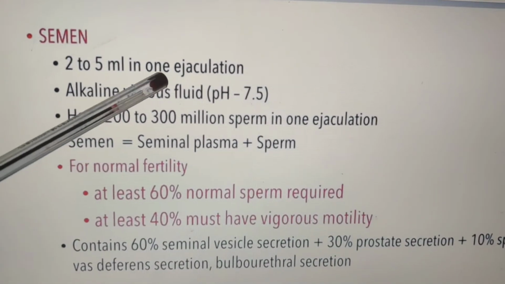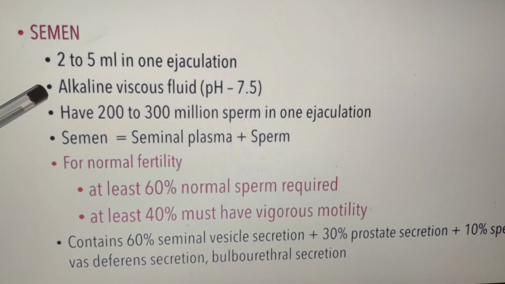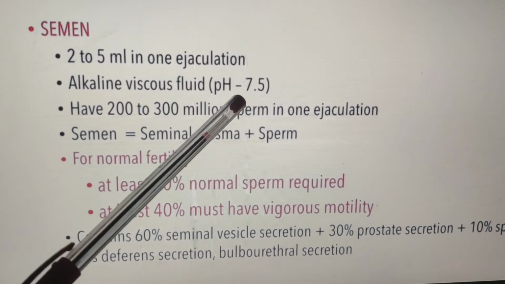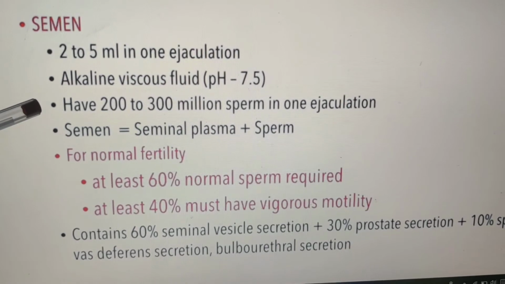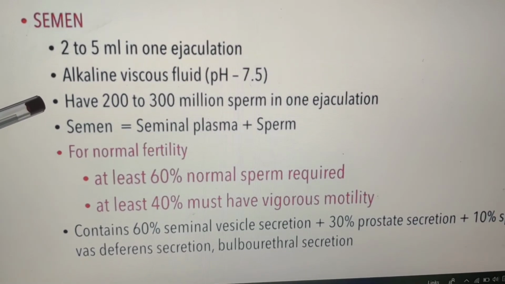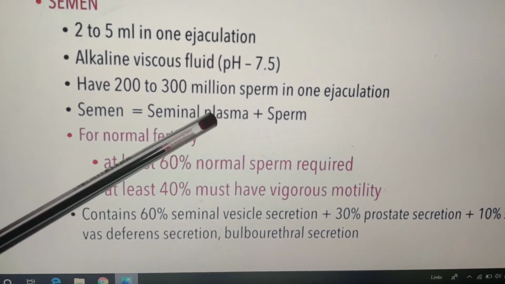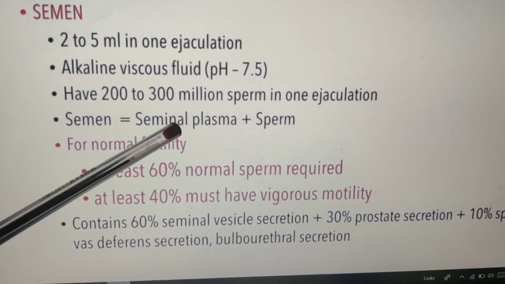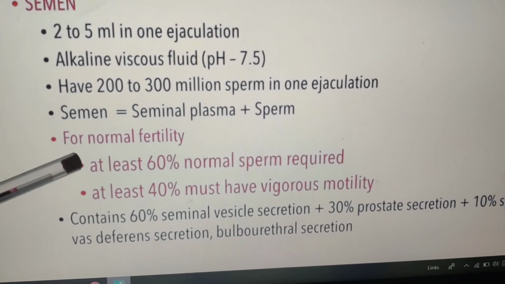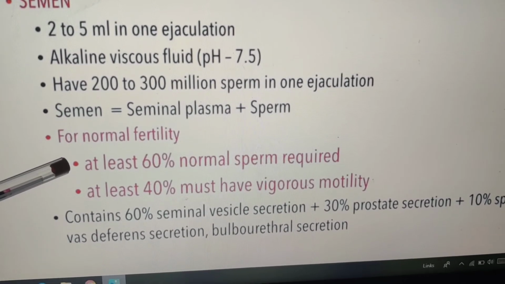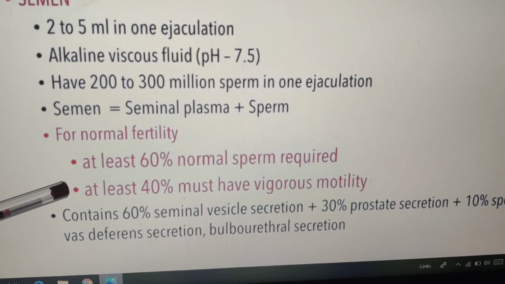During one ejaculation, the amount of semen is 2 to 3 ml. It is alkaline in nature, pH ranges from 7.5. There are 200 to 300 million sperms in one ejaculation. Semen has sperms plus seminal plasma, meaning the secretion of all the glands. For normal fertility, at least 60% normal sperms are required. At least 40% must have vigorous motility.